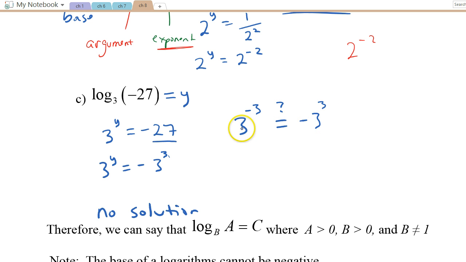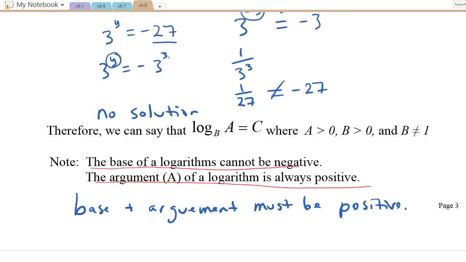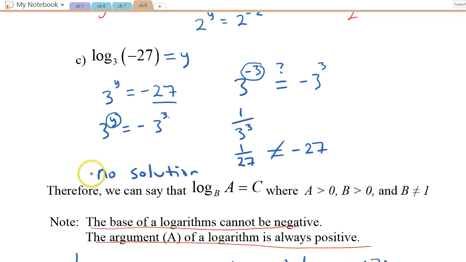Well, no, it doesn't, because 3 to the power of negative 3 is 1 over 3 to the third, right? And 1 over 3 cubed is 1 over 27, and that is not equal to negative 27. So no matter what kind of number I put in here for y, there's no way I'm going to get a negative. Okay, so that's sort of a verify method of proving that you cannot have an argument that's negative. So the correct way to answer that question would be to say no solution.